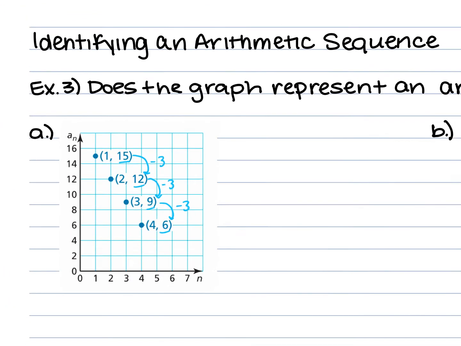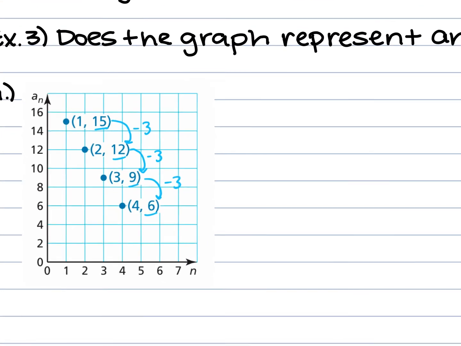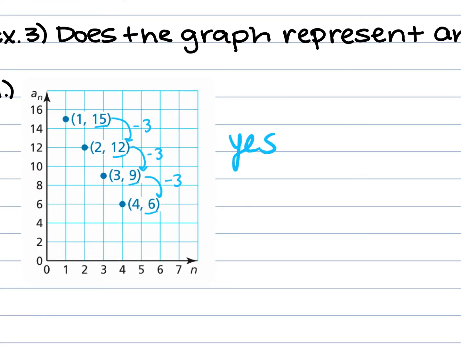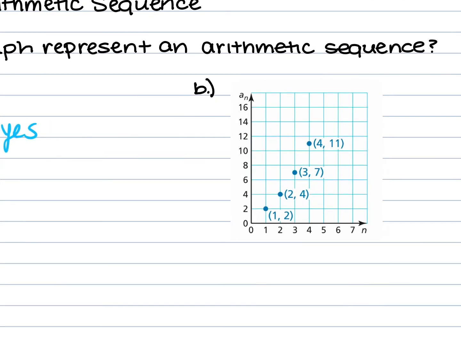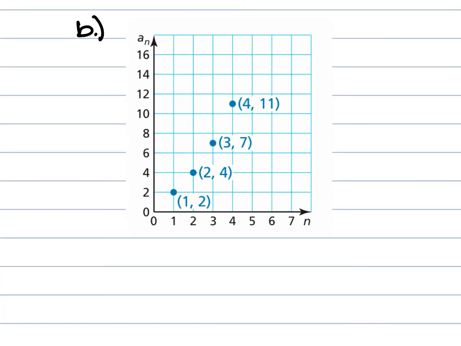So do you think these graphs represent an arithmetic sequence? Yes. They're also always going to form a straight line. Sometimes it won't be as easy to tell just by seeing if it forms a straight line. So you can always just find your common difference and it'll be the same thing. Any questions here? All right, let's do the next one.